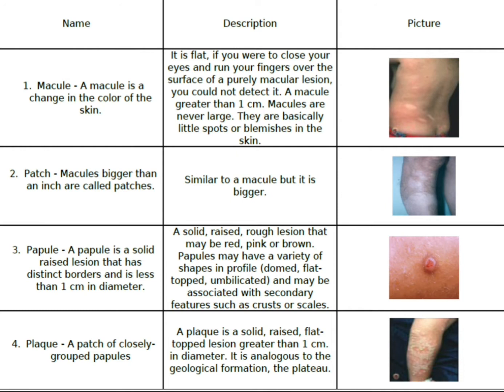A macule is a change in the color of the skin. So basically it is flat. If you were to close your eyes and run your fingers over the surface of a purely macular lesion, you could not detect it. A macule is not greater than 1 centimeter.